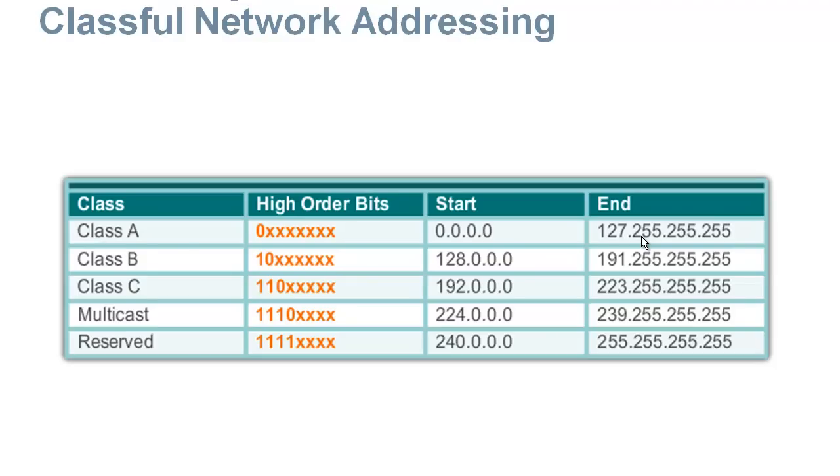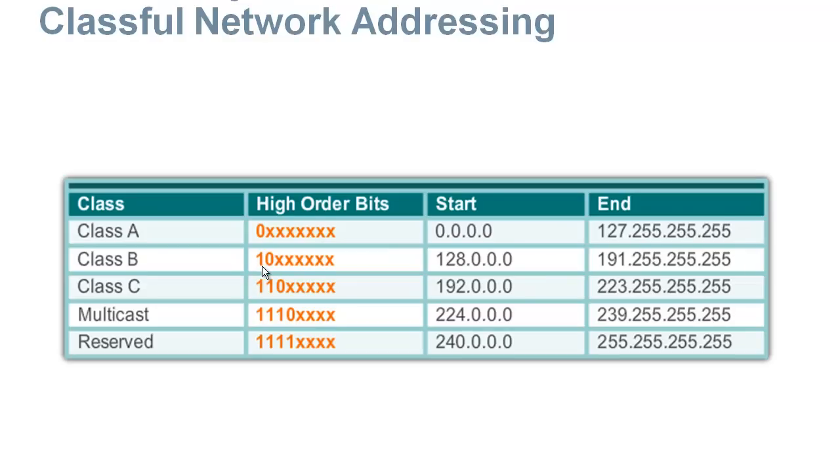127 is reserved as a loopback. Your books typically tell you 127.0.0.1, and that's what we use when we test our NIC card or our TCP/IP stack. But the entire 127 range is reserved, meaning you can ping 127.anything.anything.anything and your NIC card will respond. So the entire 127 range is reserved for loopback for testing purposes.